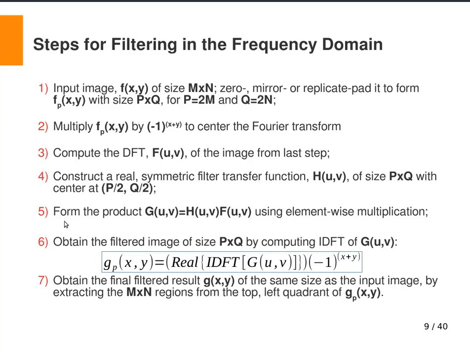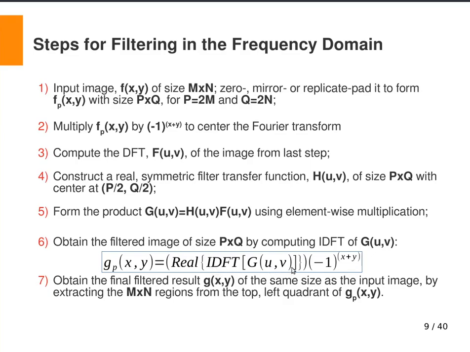Then we perform the element-wise product between H and F. This is basically equivalent to doing convolution in the signal domain. Now that we have found the filtered version of the image in the frequency domain, what we do is calculate the inverse discrete Fourier transform of the image.